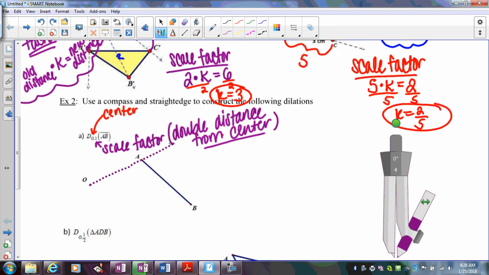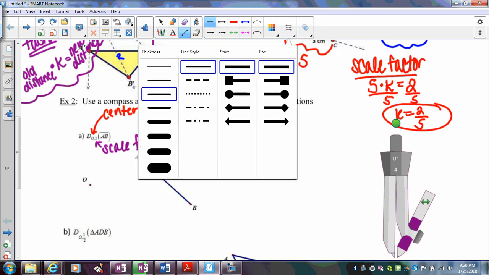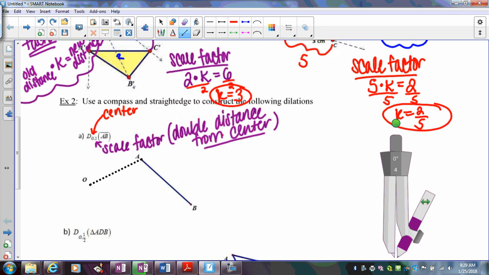So go ahead and, oops, let me grab my segment tool. So use your straight edge to do this. So go ahead, and it doesn't really matter how long you make them. If they end up being too short, well, then all that means is you're going to have to extend them. So I'm just going to go ahead and draw those dotted lines. I know that A prime has to be somewhere on this line segment and B prime has to be somewhere on this line segment.